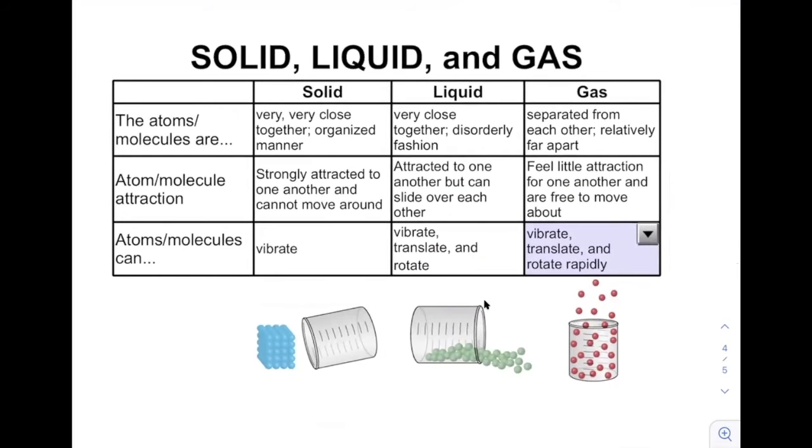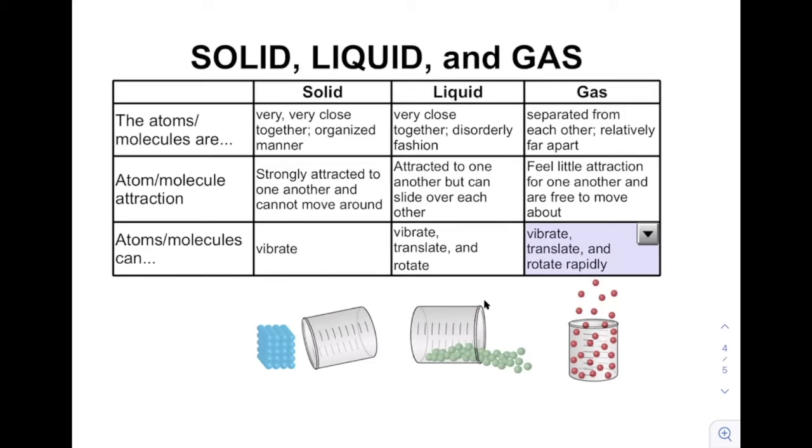Now, if we talk about states of matter, meaning solids, liquids, and gases, solids are hard and they do not take the shape of their container. For example, your pencil is a solid. The atoms in a solid are held very, very close together and they're very organized, as you can see at the bottom with the blue solid structure. The attractive forces between those atoms being held together is very strong.